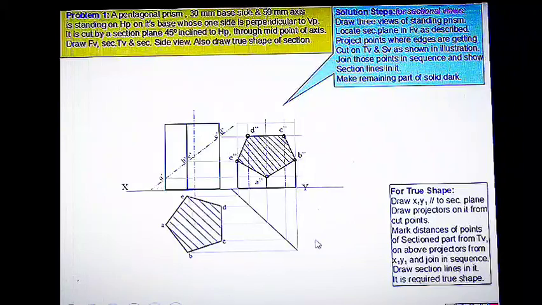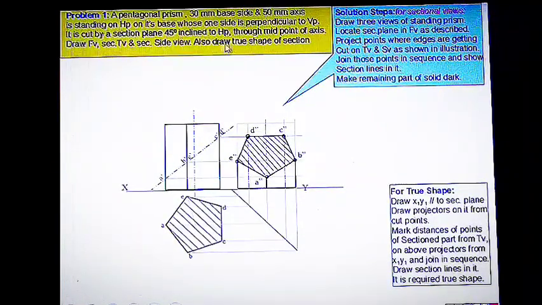Now the next part of your question is to draw the true shape of section. How can we draw the true shape of section? For drawing the true shape of section, we have to draw a line parallel to this cutting plane.